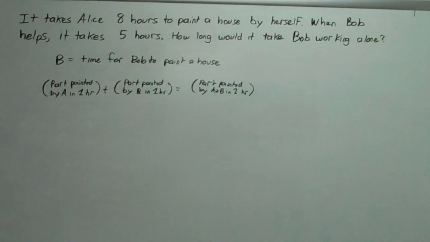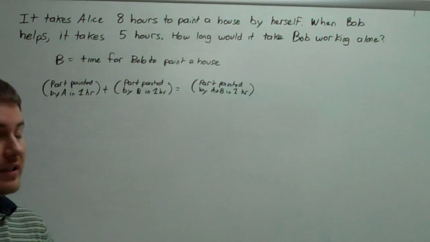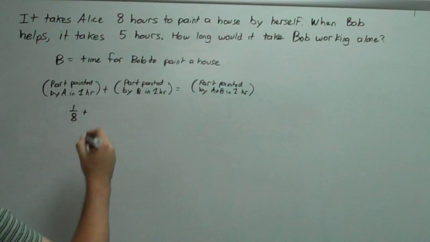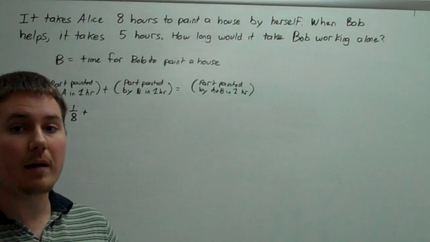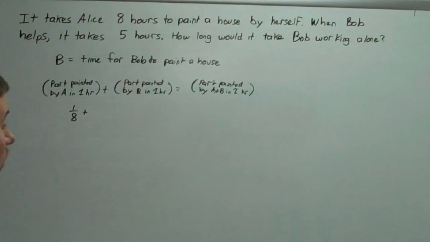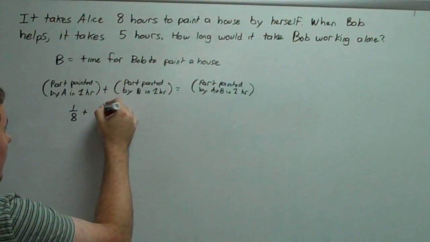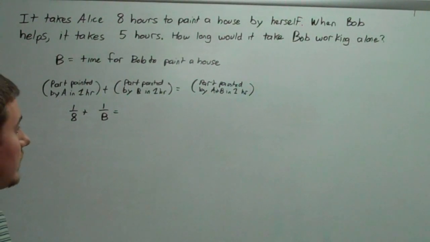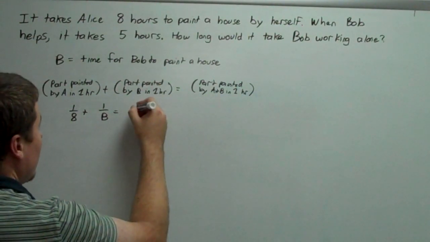If Alice takes 8 hours to paint a house by herself, each hour she's getting 1/8 of it done. So that's 1/8. Similarly, we don't know how long it takes Bob, but whatever value that variable takes, 1 over B will provide us with how much he can paint in 1 hour. And we know from the problem that they can paint the house together in 5 hours, so they can paint 1/5 of a house in 1 hour.